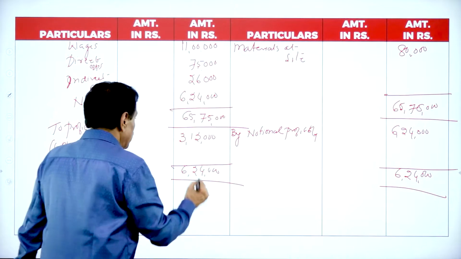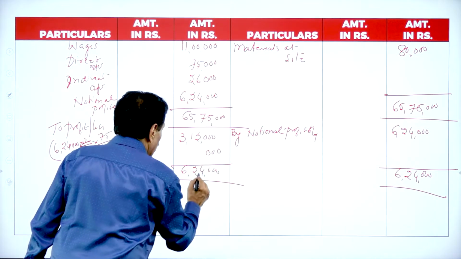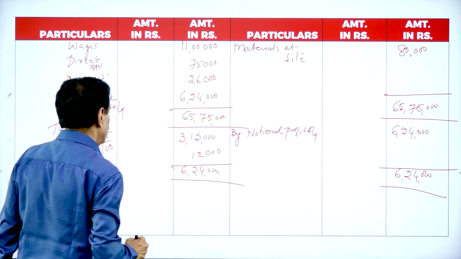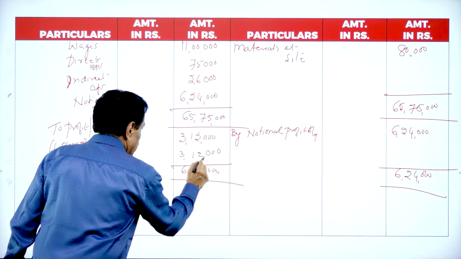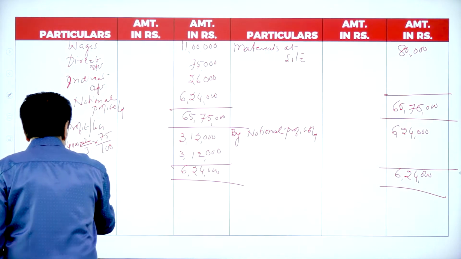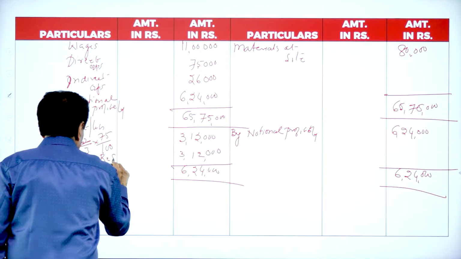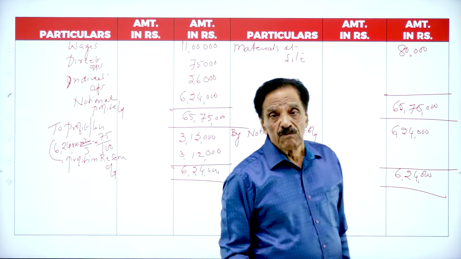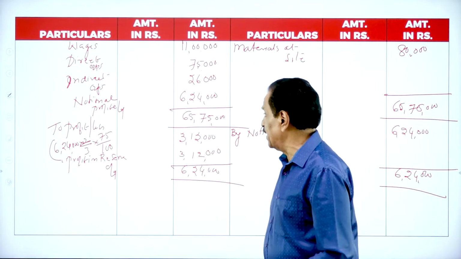Now bring out the difference. 0, 0, 0. 2 plus 2 is 4. 1 plus 1 is 2. 3 plus 3 is 6. 3 lakh 12,000. This is profit in reserve. So the second year is over. We'll move on to the third year.